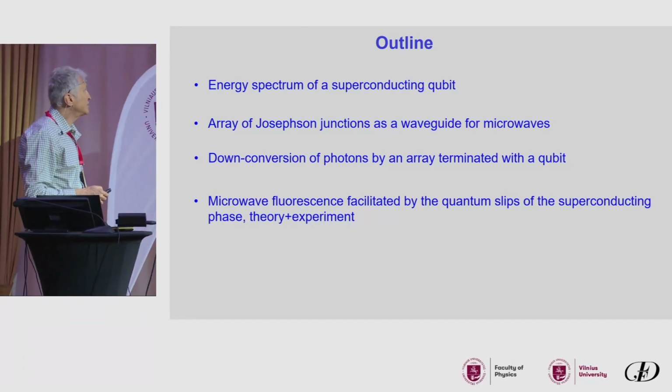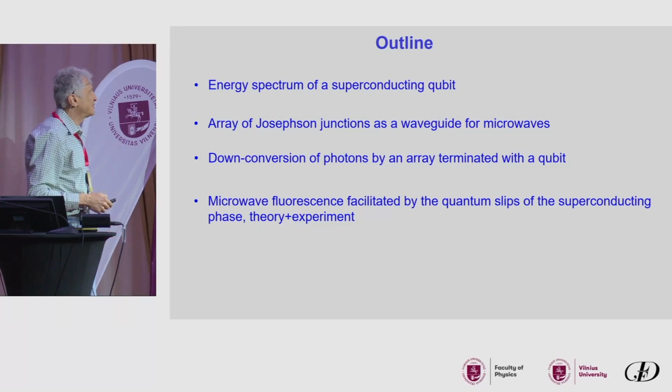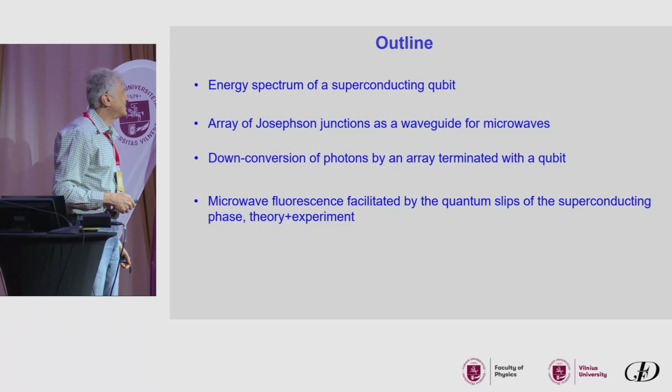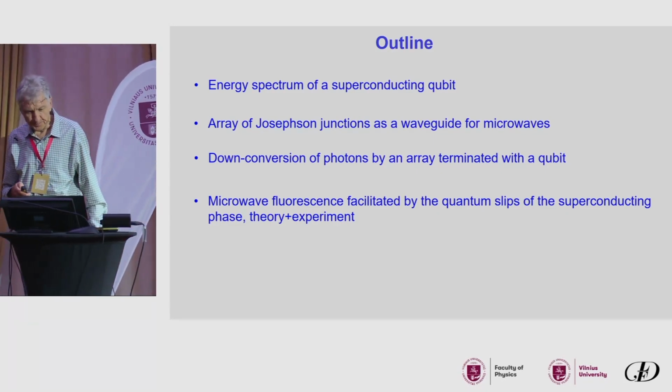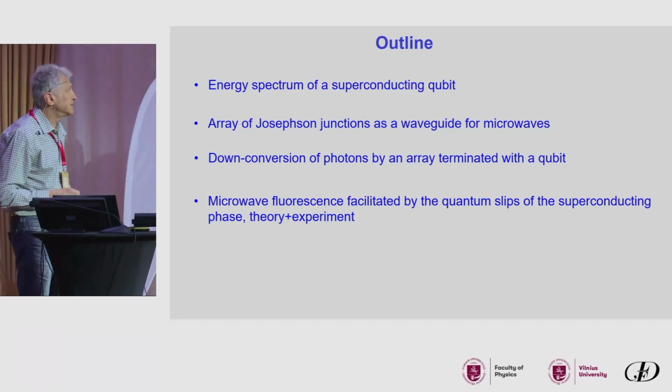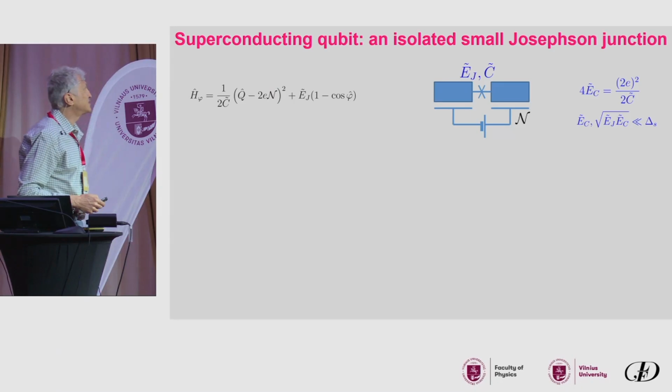The combination of the two allows one to do something in quantum optics, some down conversion of photons. And then I'll discuss how it can be used to see some unusual microwave fluorescence in this kind of device. So first of all, what is a qubit?